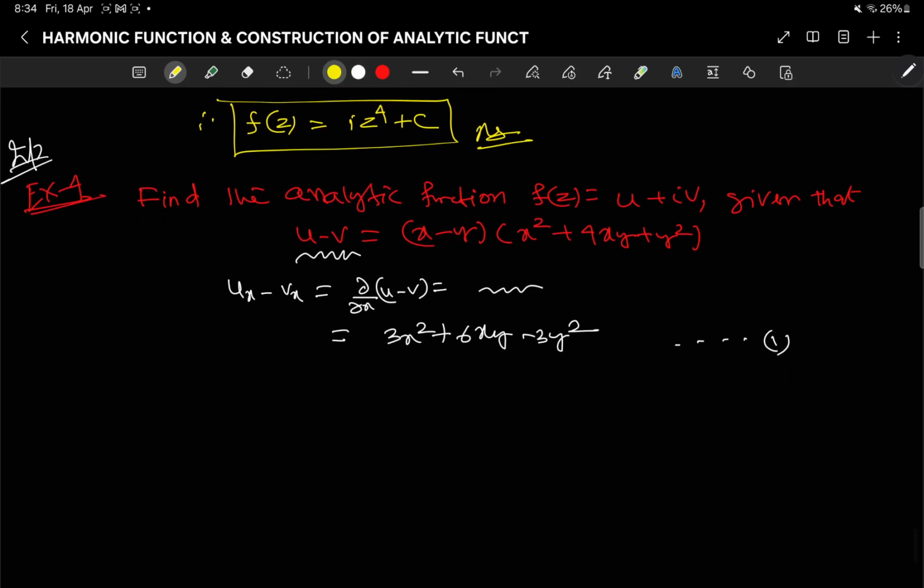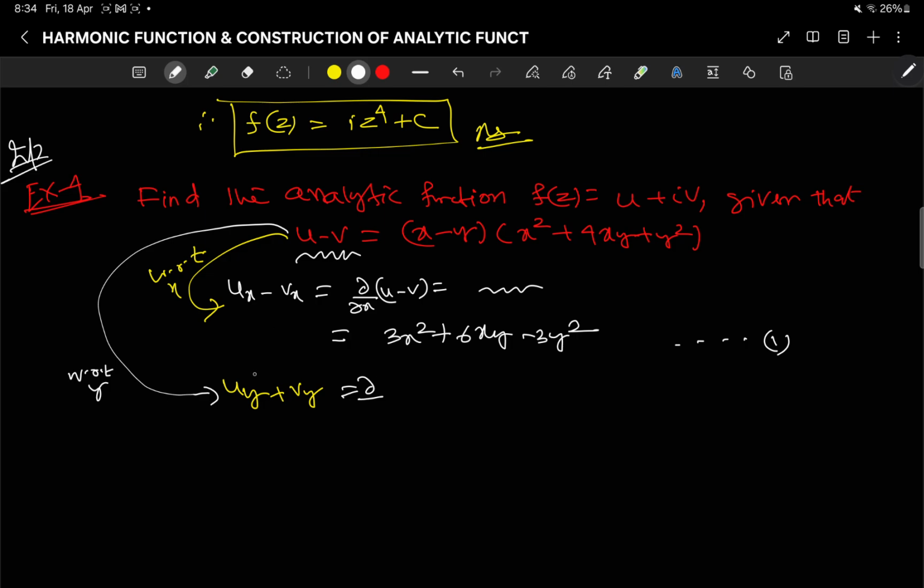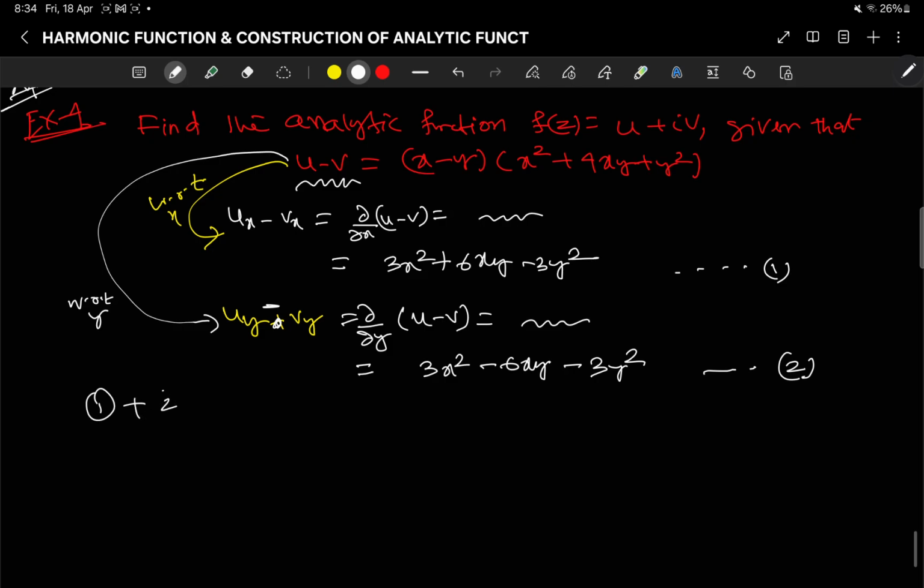Then I find uy minus vy. Here we differentiated with respect to x. Now we differentiate with respect to y. So this is del by del y of u minus v, right? Apply the product formula, and this will be here 3x square minus 6xy minus 3y square. Let it be your equation 2. Now adding 1 plus 2, what you are getting: ux minus vx plus uy minus vy.